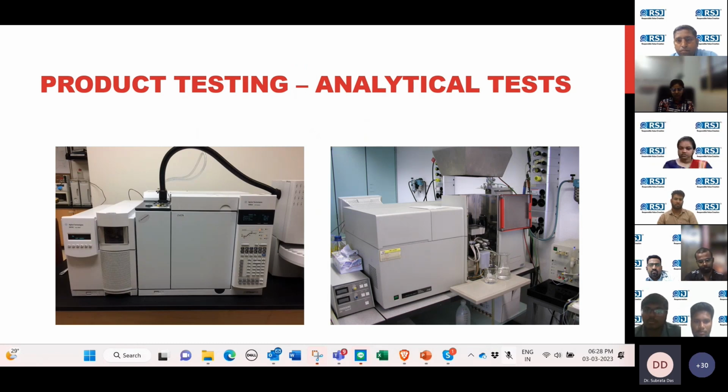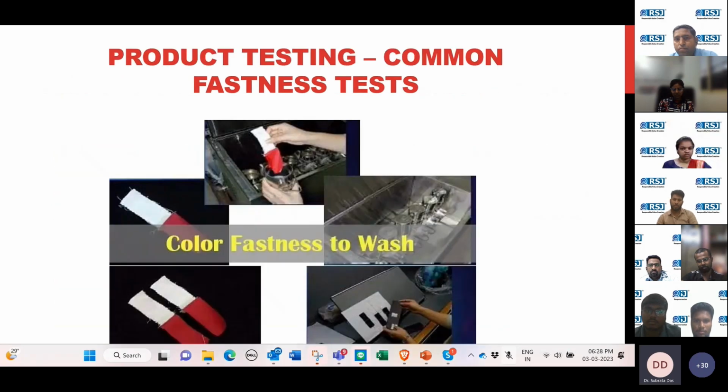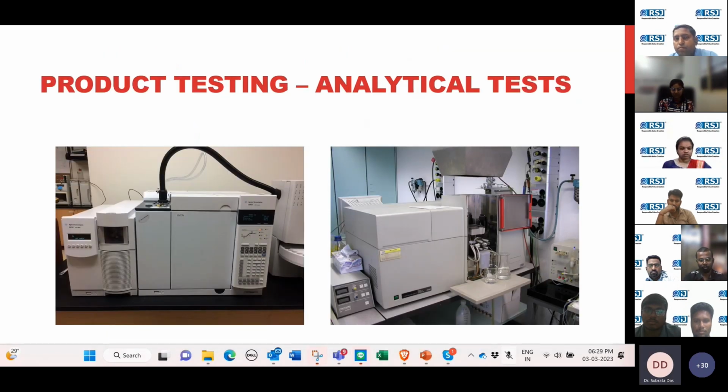Many times it happens like that, especially when we dye very high depth of shades. This is very frequent, or with dazzling or very lustrous shades. The possibilities of getting banned amines are more in those cases. So that's why color fastness testing is very, very important, to get an indication whether the color has been used correctly or not. That is called the color fastness test that we carry out.